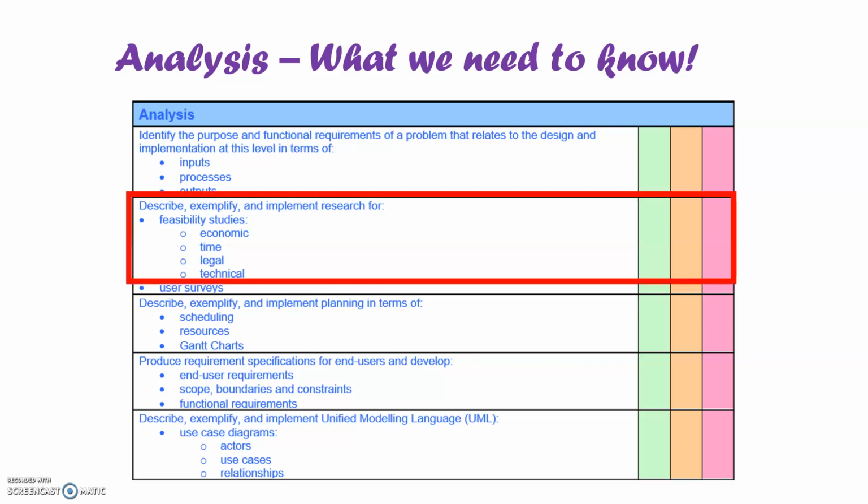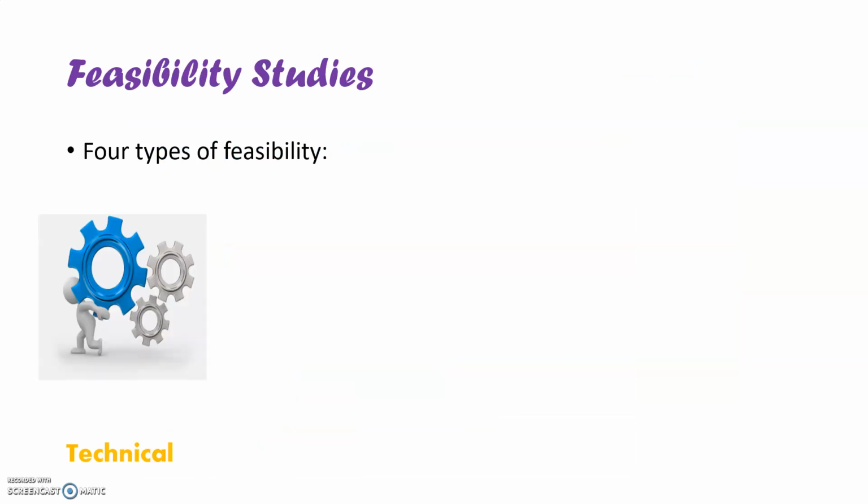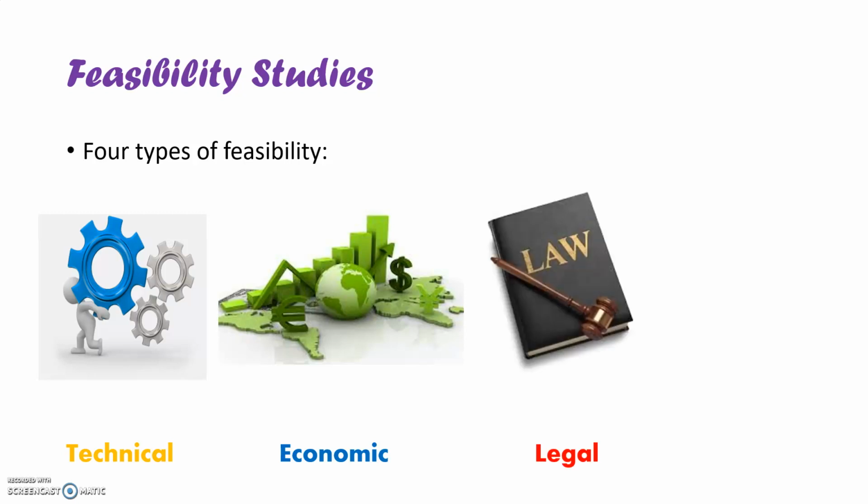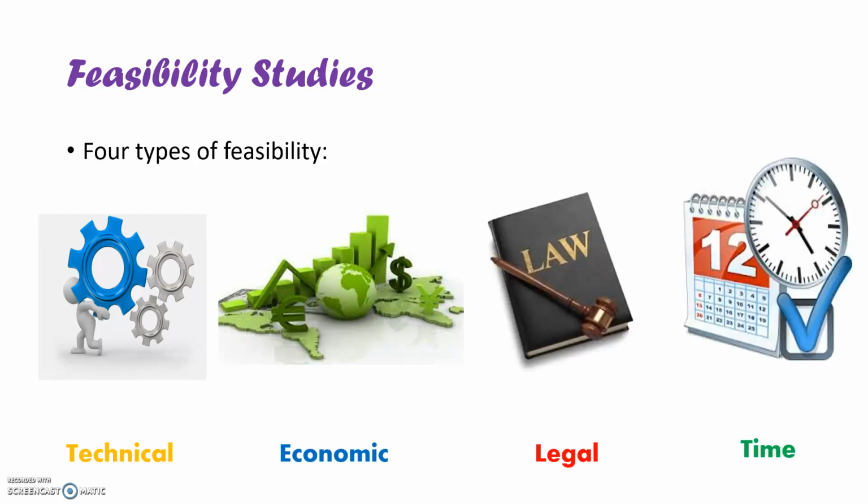Today what we're going to do is focus on feasibility studies and what they are with regards to an Advanced Higher project or a software development project. Okay, there's four types of feasibility we need to know about for Advanced Higher: technical, economic, legal, and time. And I'm going to go on to talk about each of these in a lot more detail.